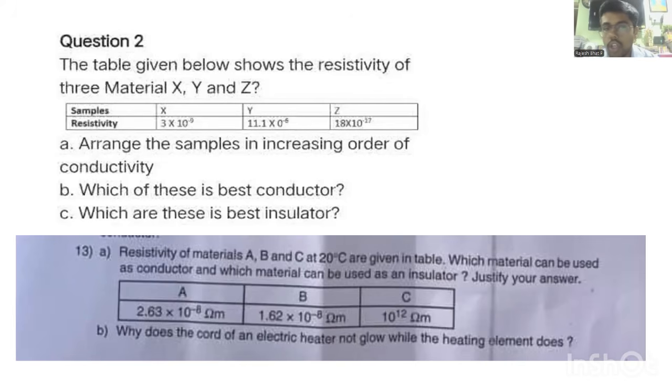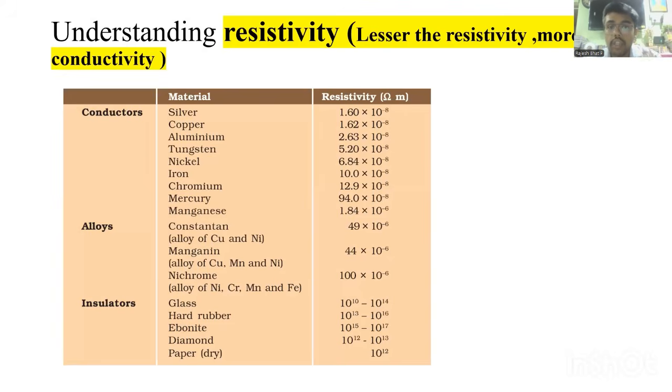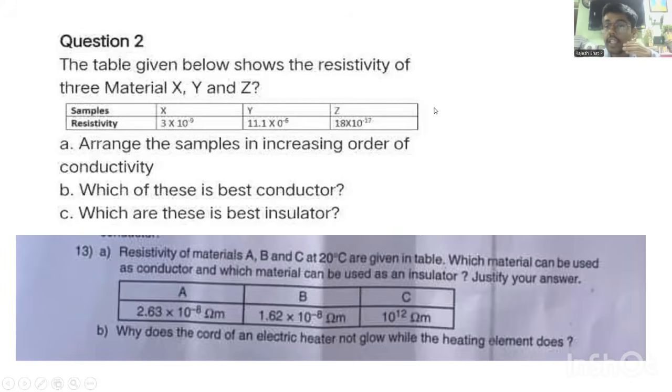Go to the concept again. The one which has more resistivity will be bad in conductivity. Now, which has more resistivity, bad in conductivity. So first we'll answer which is the best conductor. For the best conductor, the resistivity should be very much less. Which is less? X, Y, Z. It is Z, 10 power minus 27. Very less resistivity means more conductivity. For the best conductor, I will be using Z.